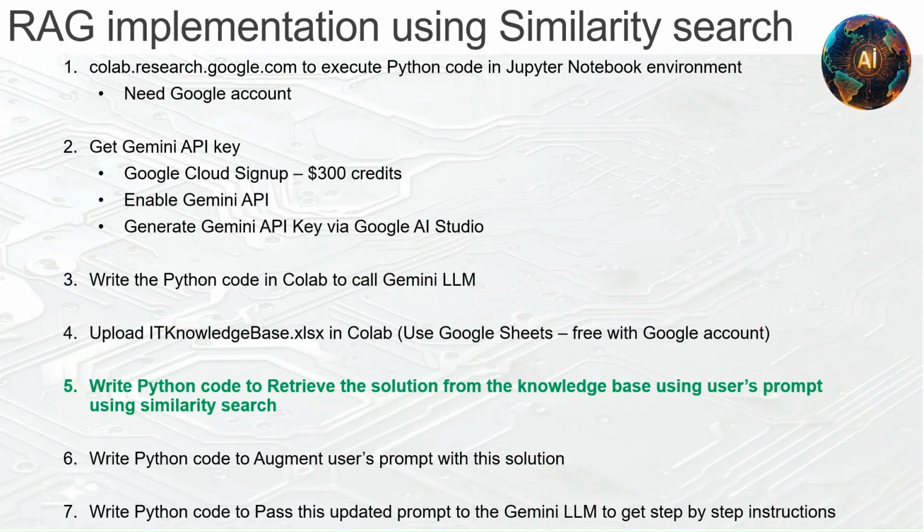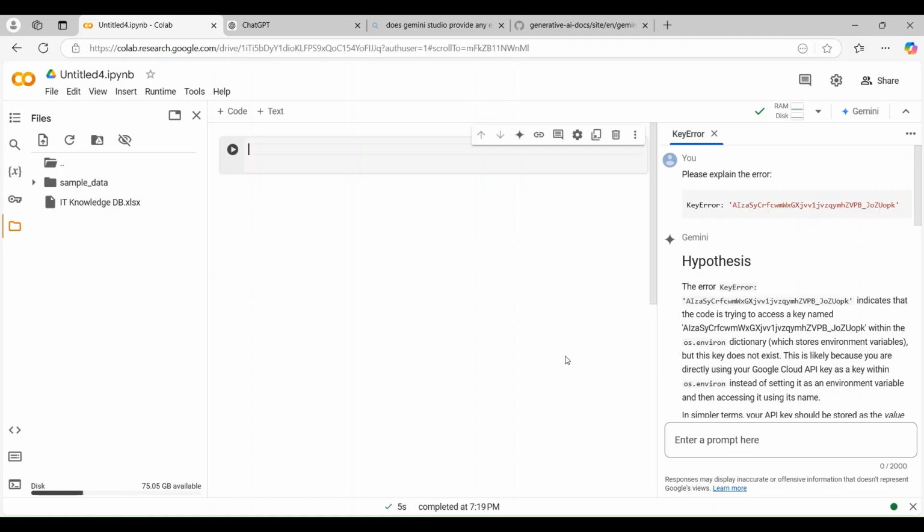Once we retrieve the correct solution, we augment it to the user's prompt, send it to the LLM, and get step by step instructions. Hence, we will only concentrate on step number 5 and see in this example how to do a similarity search based on user's prompt. Rest of the steps you can work out as we had done in the previous example of SQL search.